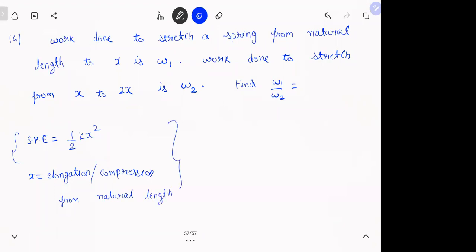Try, I'll give you a minute. So you got a spring, you stretch it by X, and then you stretch it another X. So how much effort will it take in the second case compared to the first case?